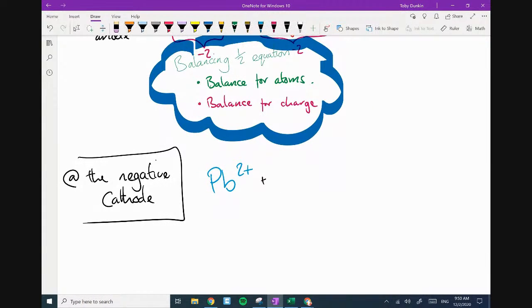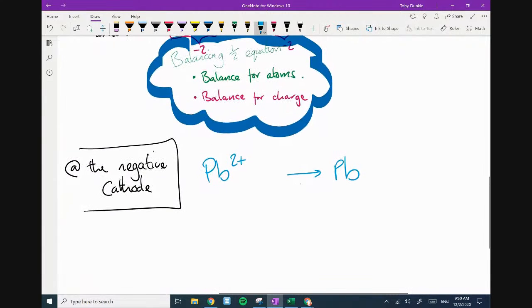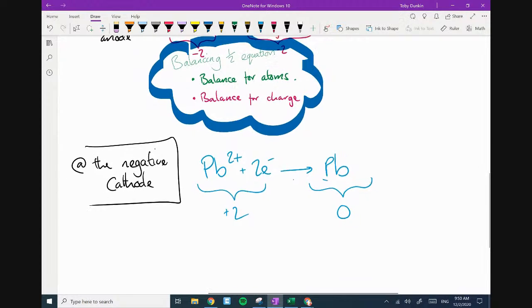If we actually do this as a balancing the half equation, stick to blue, the lead 2+ becomes lead 0. Let's balance for atoms, 1 lead, 1 lead, we're good. Now balance for charge. I've got +2 on this side and 0 on this side. Where are the negative electrons going to be attracted? They're going to be attracted to anything positive. Opposite charges attract. It's going to go onto this side. And I'm going to attract 2 of them. The reason being is each electron is 1 minus, and the lead is 2 plus. So it's going to gain 2 of them to become 0.